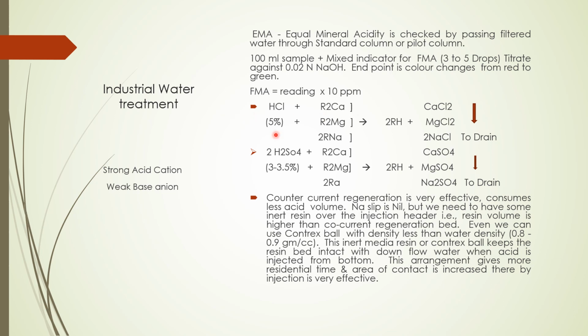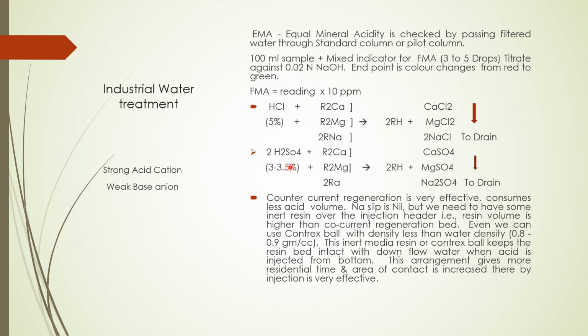During the regeneration, 5% HCl or 3 to 3.5% H2SO4 is used. If HCl is used, it reacts with the exhausted resin bed during the regeneration, and the R2 Ca, Mg, and Na present in the bed will get replaced by the H plus ion. So the resin will become regenerated, that is RH, ready for the next service, and the regenerant outlet contains calcium chloride, magnesium chloride, and sodium chloride, which will go to drain.